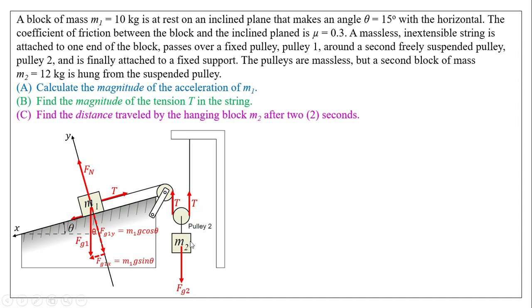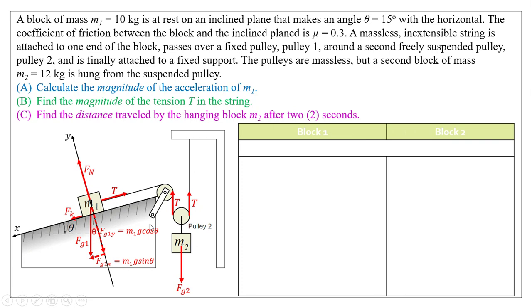Okay, but in this case, I know m2 is going to pull the system to the right, or m2 is going to go down. Therefore, m1 has to go up the ramp. All right, so I'm going to call this vector here F of k, because F of k in this case opposes m1's motion, and m1 is going to go up the ramp, so therefore F of k points downward.